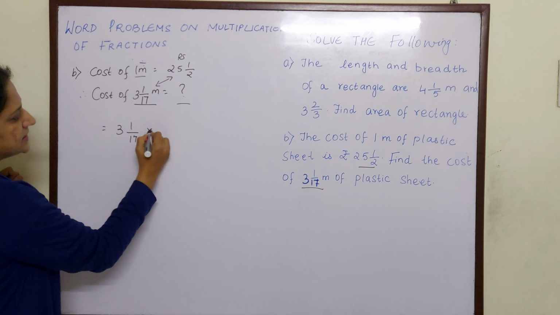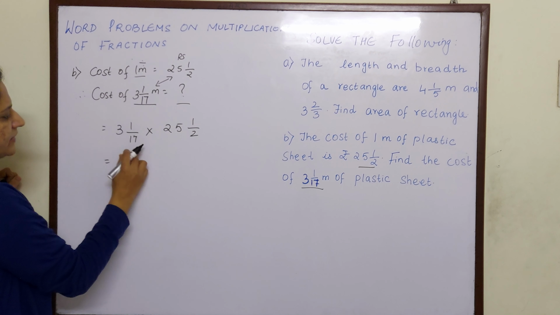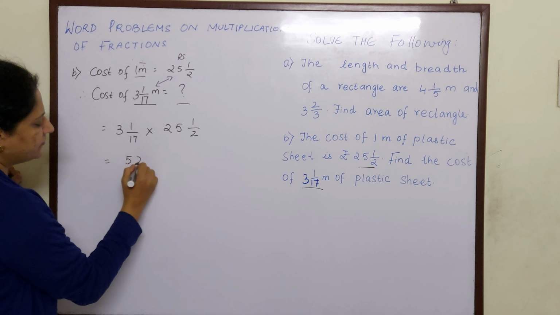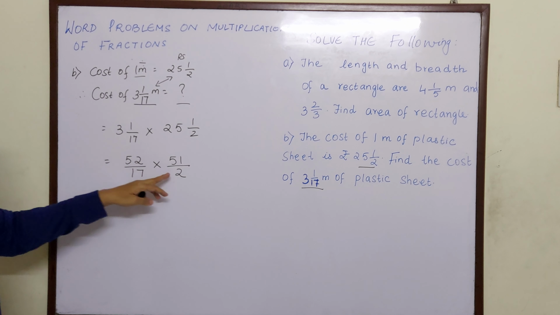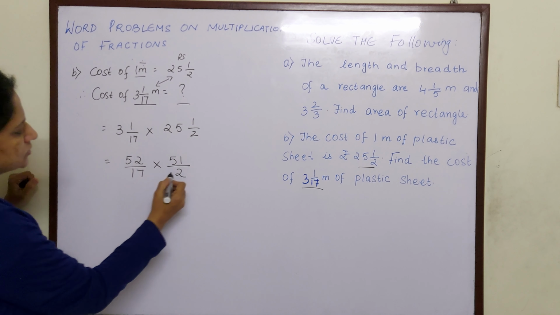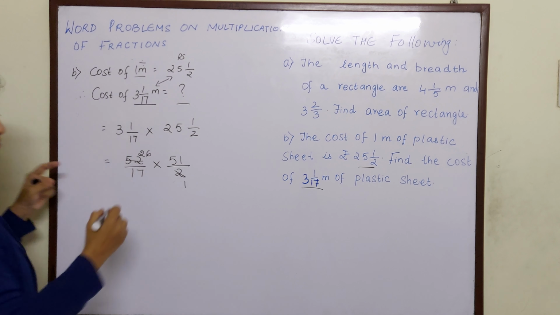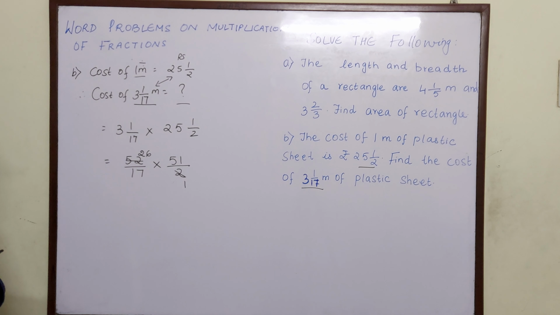So 3 1 by 17 into 25 1 by 2. So 17 3s are 51. 51 plus 1, 52 by 17. 2 into 25 is 50. 50 plus 1, 51 by 2. Now if you see 52 and 2, okay. So 2 1s are 2, 2 into 26 is 52. You can do division in the rough column. 52 divided by 2, you will get 26.